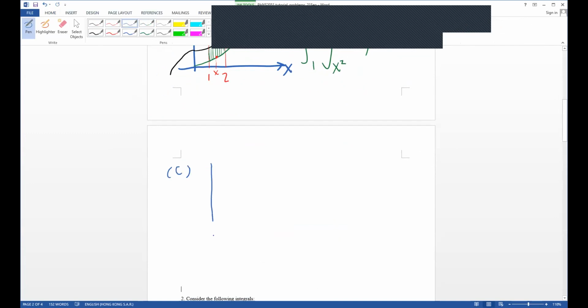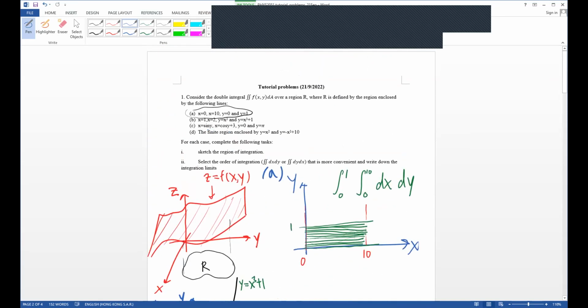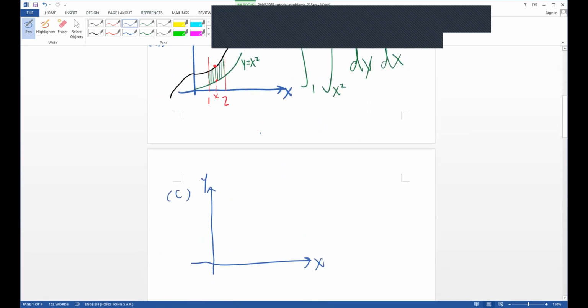Part C. So for part C, I have these 4 lines, right? First of all, the 2 simple ones, y equals 0 and y equals pi. This is y equals 0. This is y equals pi.